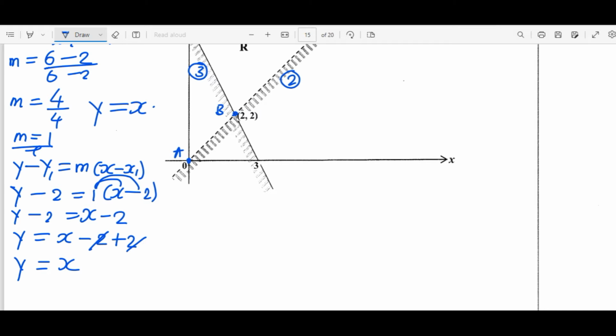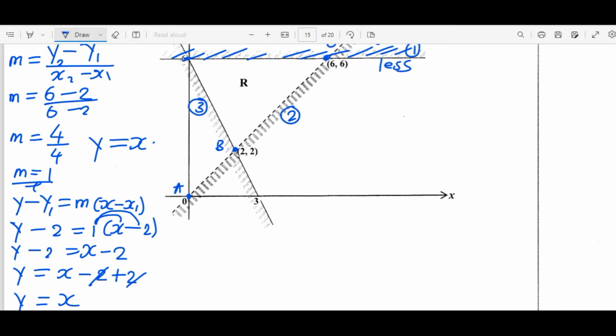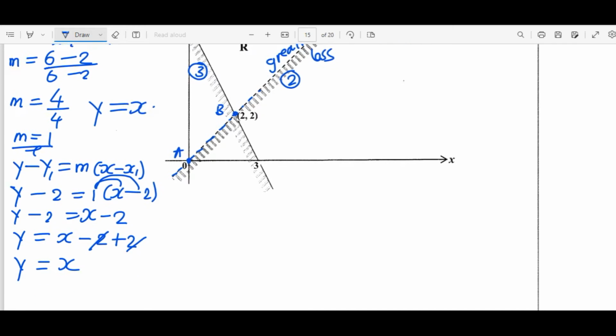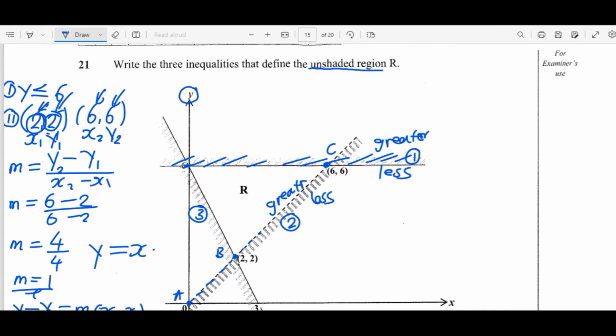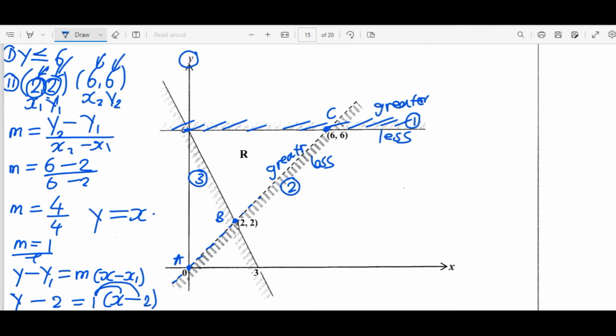Now to finalize our answer, we need to go back to our line of interest. The above is greater, and we can see that we need this region because the less is shaded. If you look at this line, it's a dotted line, so you don't have to put the equal sign. So I'll just say y is greater than x, since the region of interest is greater. Right, we move on to Roman number 3, or inequality number 3.